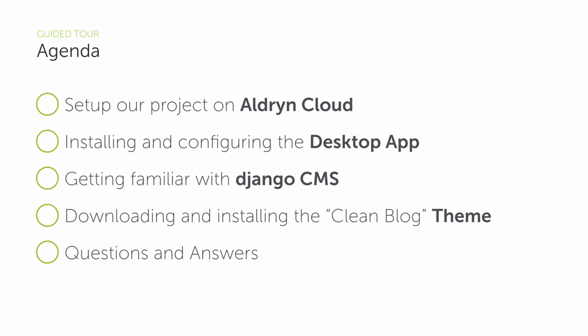We will install and configure the desktop app so we can sync our files down to the desktop and adapt the theme that we are going to download. We're going to get familiar with Django CMS itself, like how pages work, how content works, how I can navigate through the toolbar. And ultimately, we'll download and install the Clean Blog theme, which is an open source theme provided by the Bootstrap theming platform. And again, as mentioned, at the end we'll have a questions and answers session where I go through the questions asked within the Hangout channel.